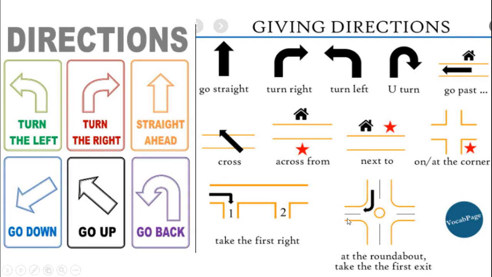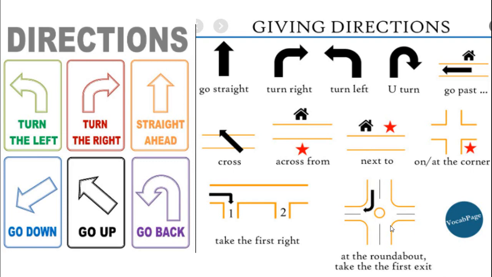Take the first right means take the first turn on the right side. By the way, we can change and say take the second, the third, meaning the first turn, the second turn. I can change right to left. The last one we have: at the roundabout take the first exit. Roundabout means the circle. Exit means to take the first exit.